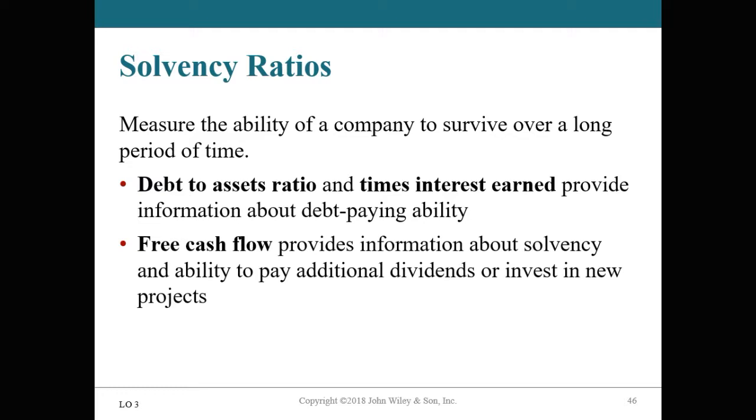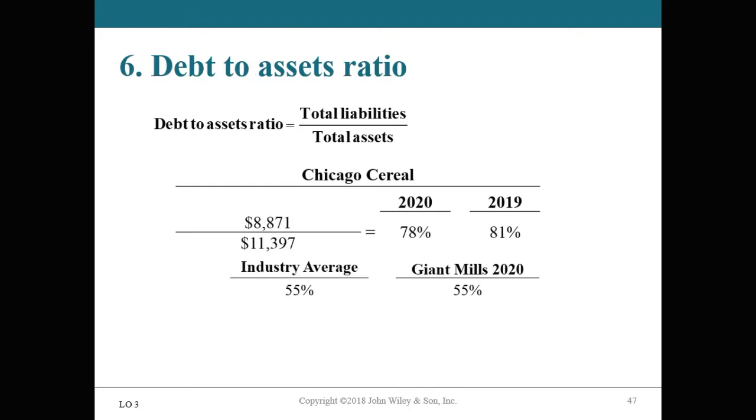Solvency ratios measure the ability of a company to survive over a long period of time. These include the debt to assets ratio and the times interest earned, which both provide information about debt paying ability, but also free cash flow, which is information about the solvency and the ability to pay things like additional dividends, invest in new projects, and be able to take advantage of an opportunity when it arises.